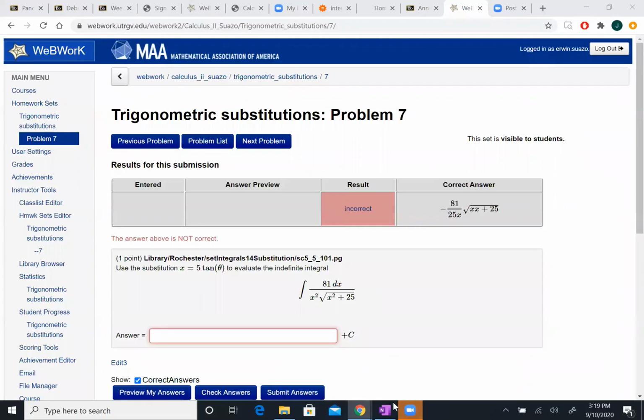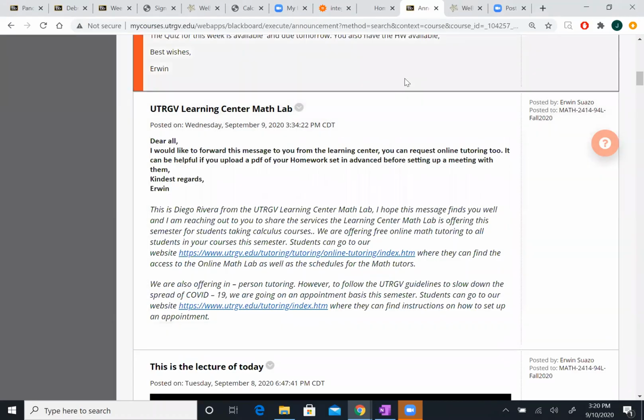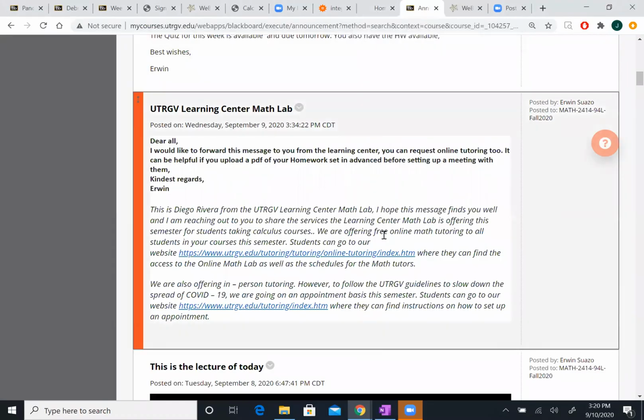How would you make an appointment in the math center? Say again? How would you make an appointment, to schedule so they can help you answer the questions or explain? With me or with the learning center, you follow this message that I sent over here. They explain to you how to do it. So you just follow and they will tell you what to do. Or I'm here 4:30 to 6 today. Okay, bye.